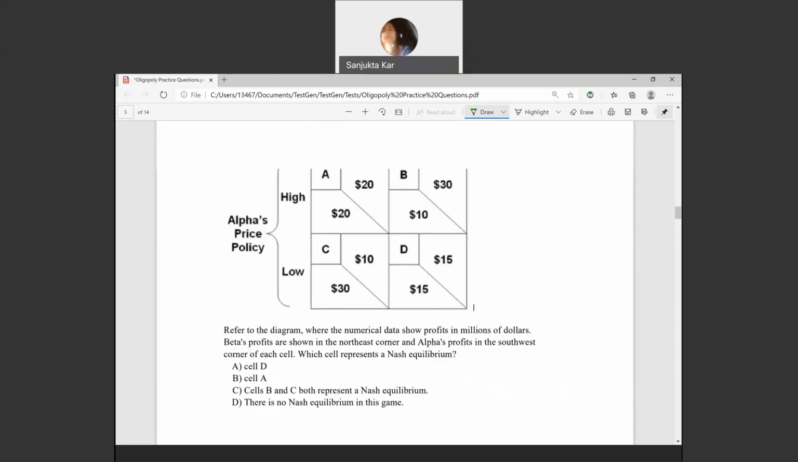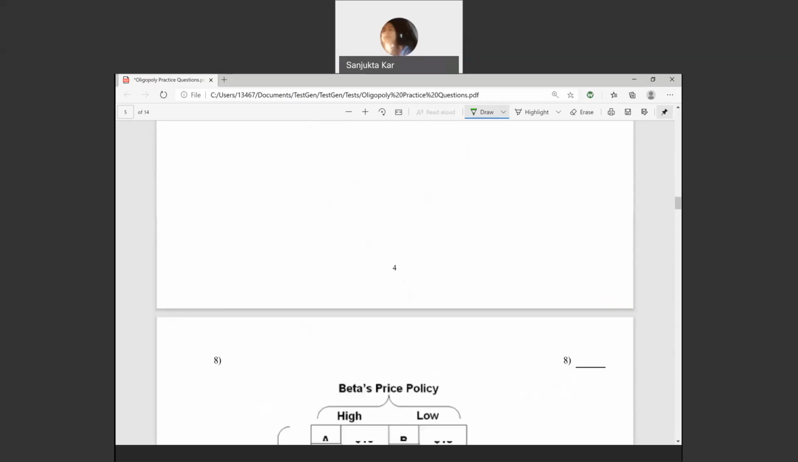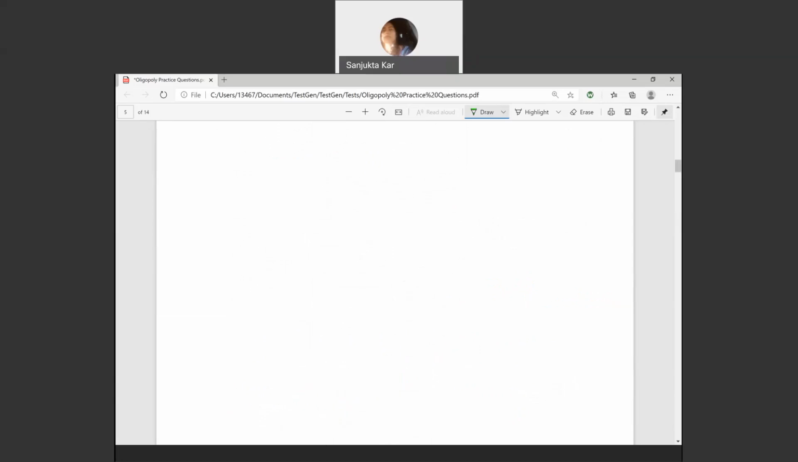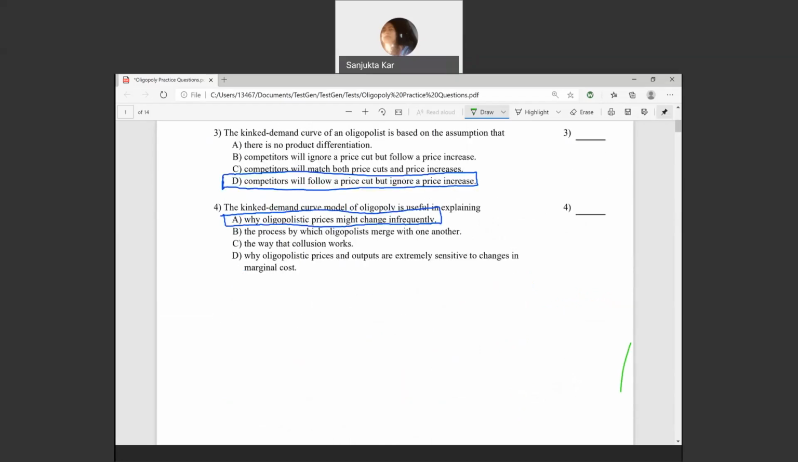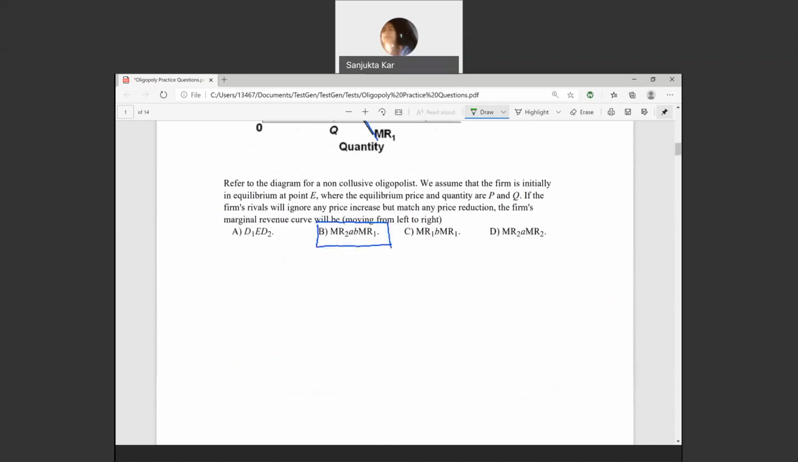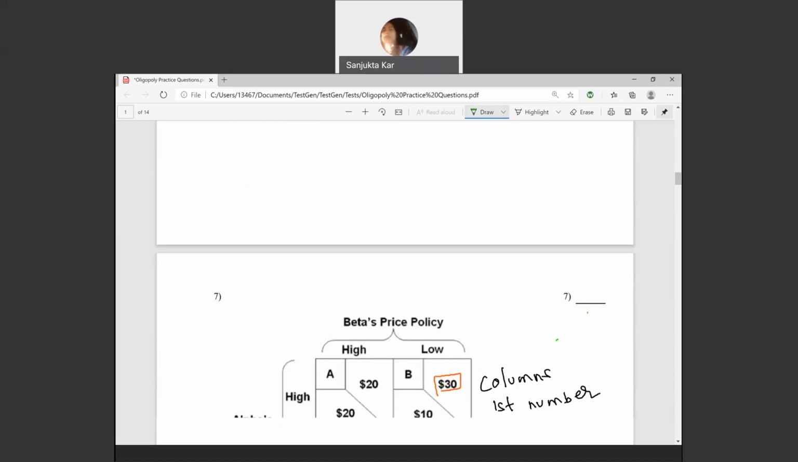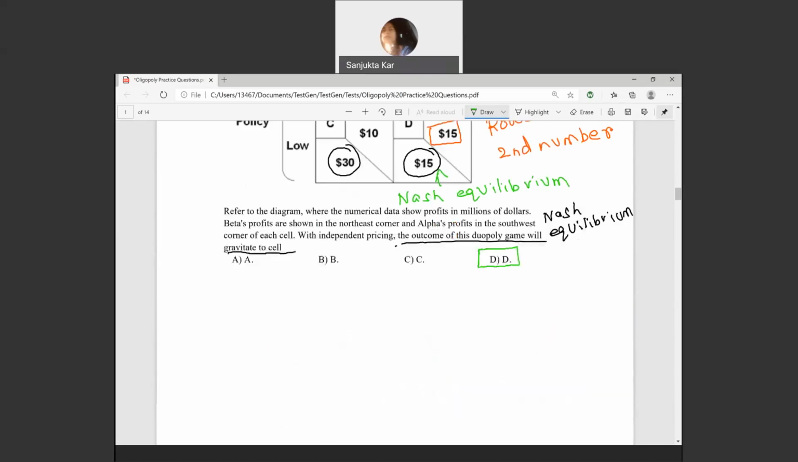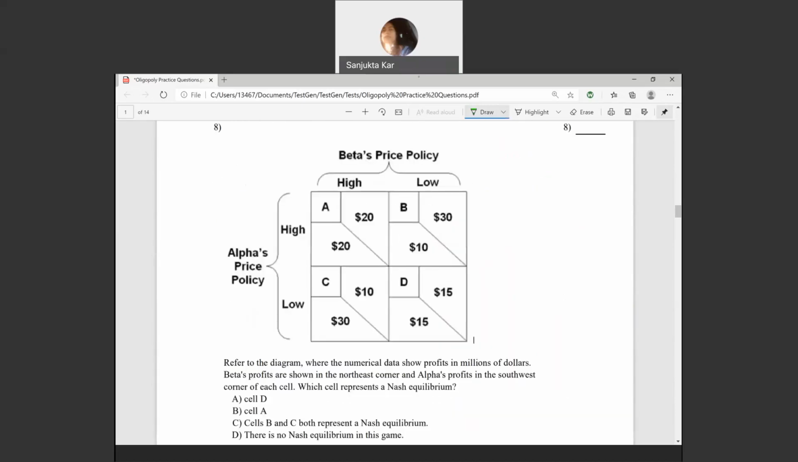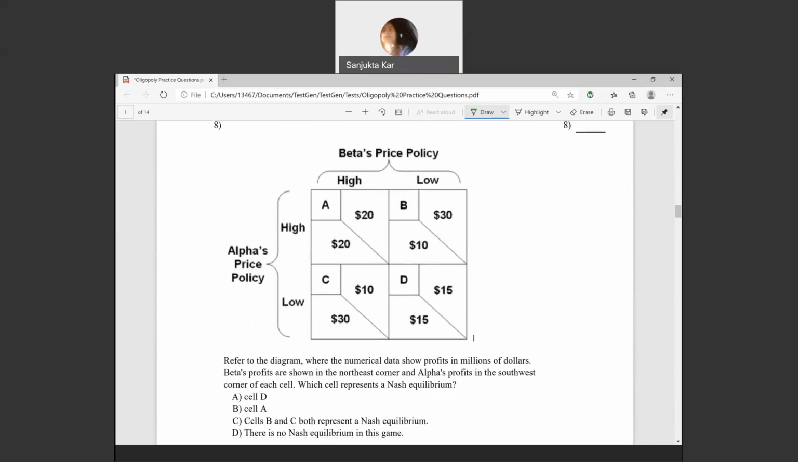As long as you follow the rules, it shouldn't be that difficult. All right, sorry, I was moving too fast here. We looked at question number 7. Now I'm going to take a look at question number 8. Question number 8 is basically the same as question number 7: which cell represents a Nash equilibrium?